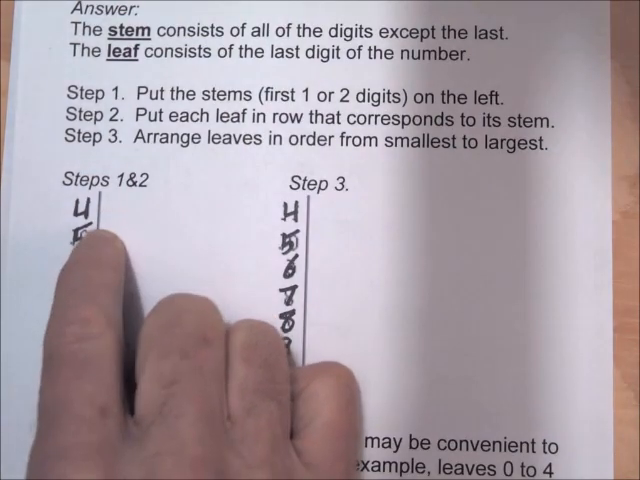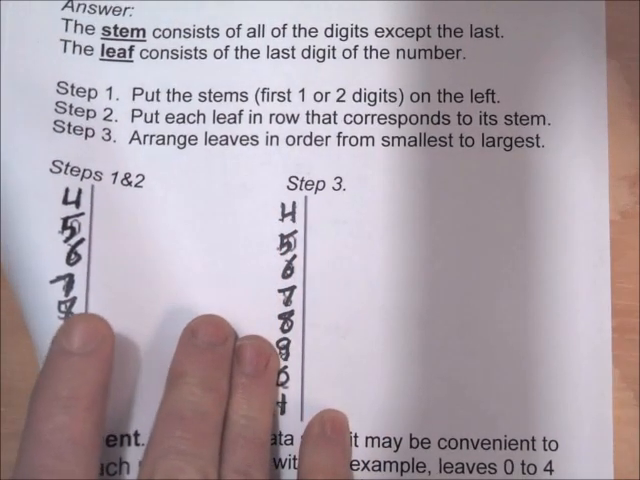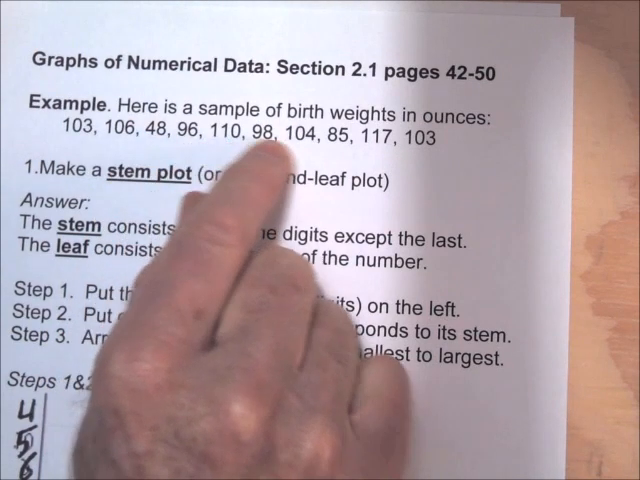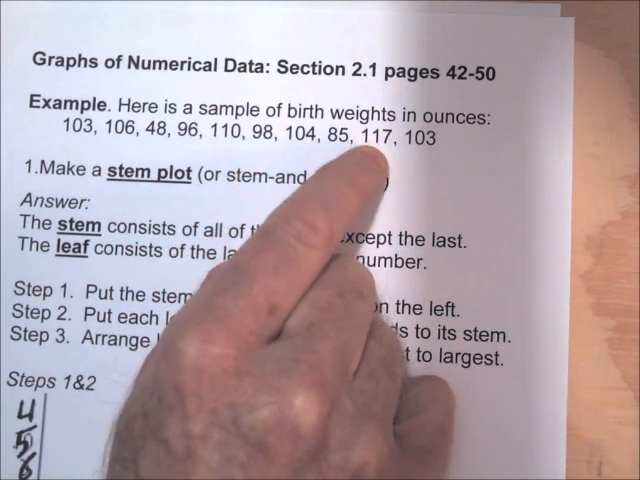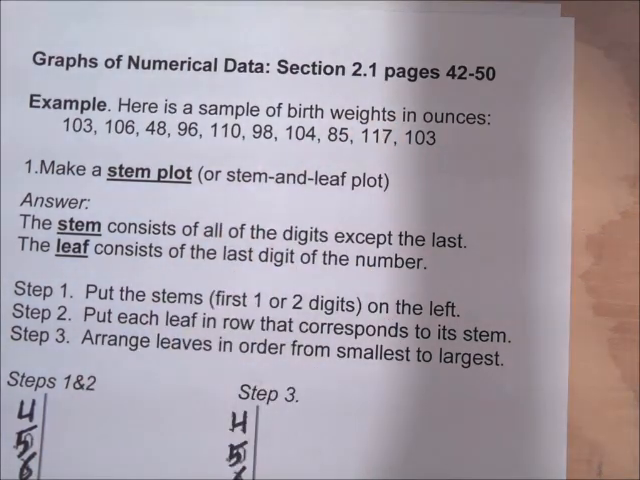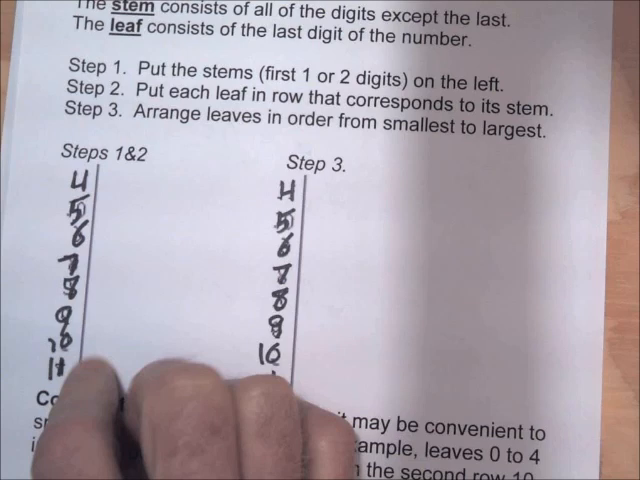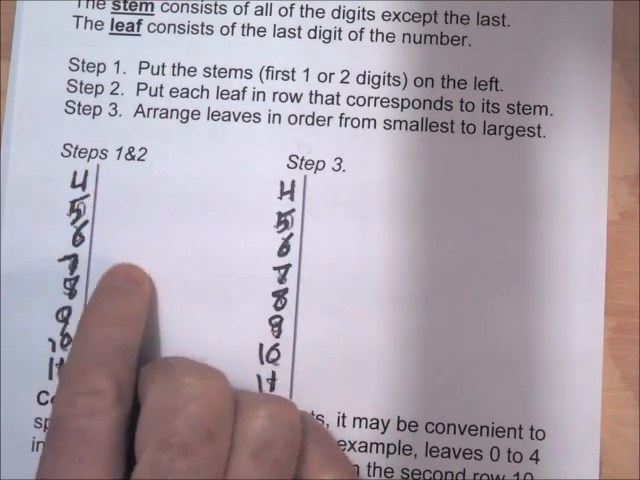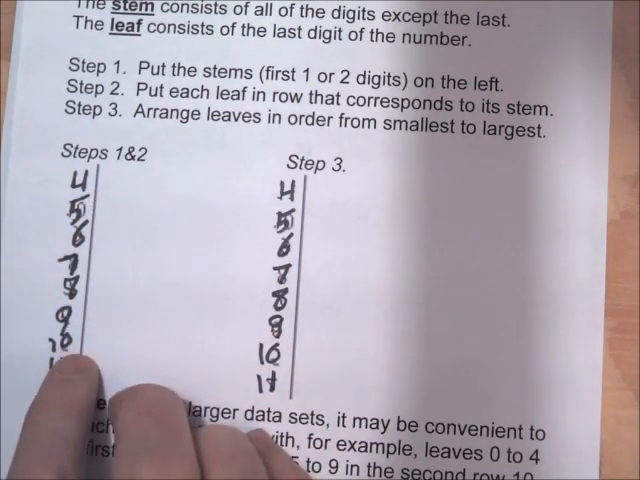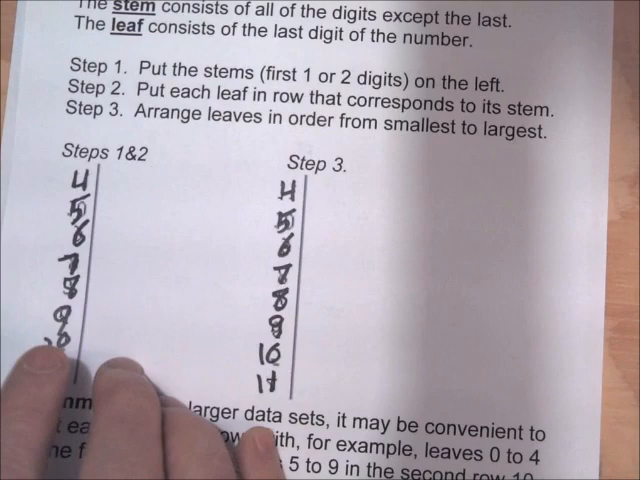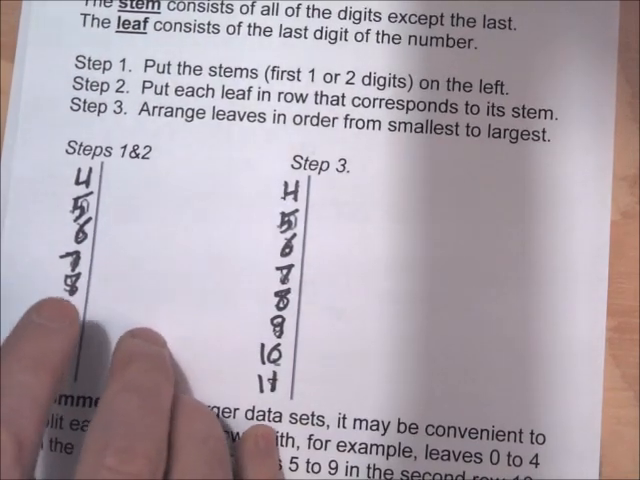So the first step is to make the stems. The lowest stem would be for the 48 ounce baby, that'd be 4. The highest stem would be for the 117 ounce baby, that'd be stem 11. So you want to write the stems first. You have to go at least from 4 to 11. You could go a little bit past that if you want, but at least do 4 through 11. And then we can put in the leaves.